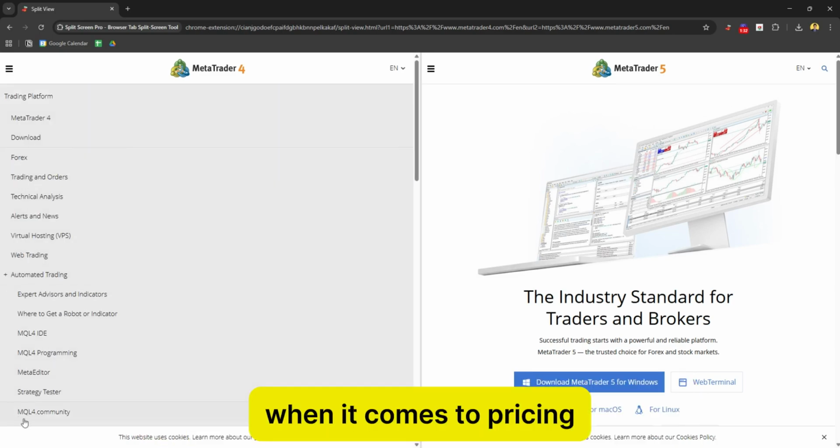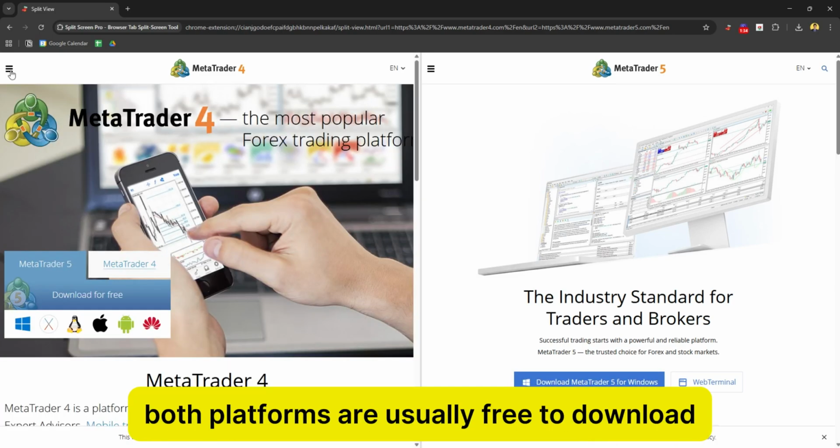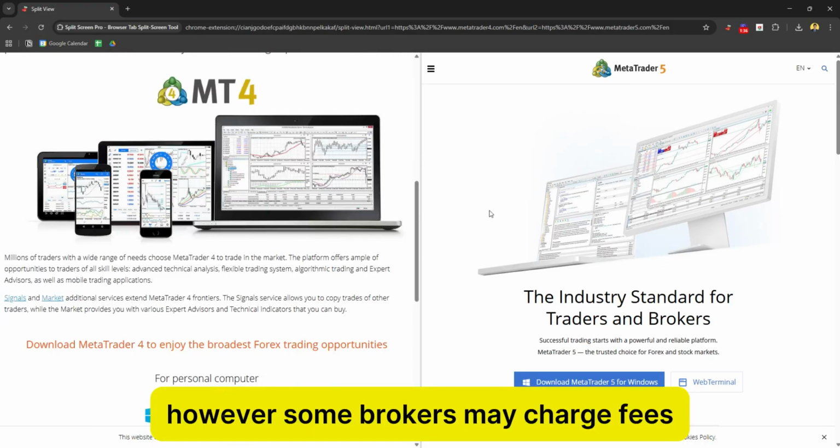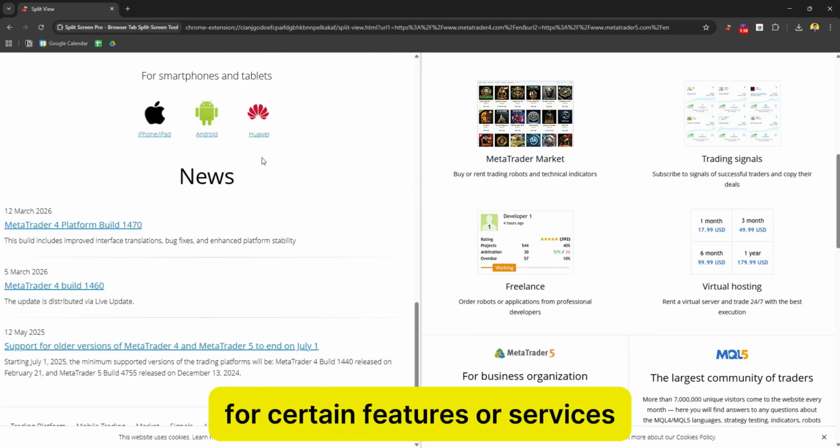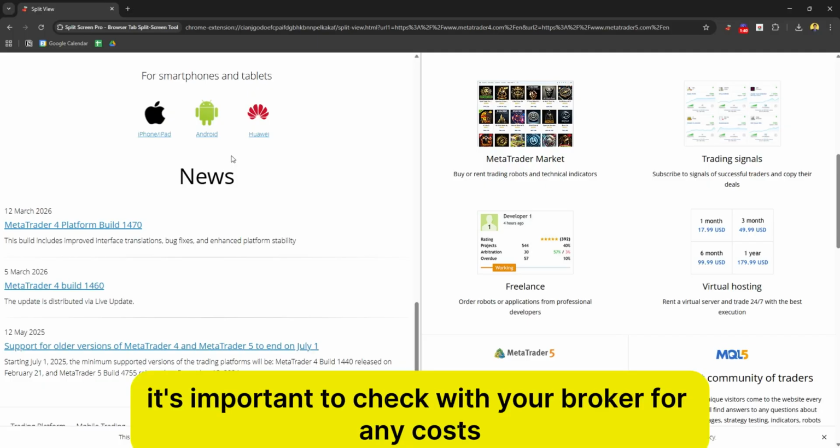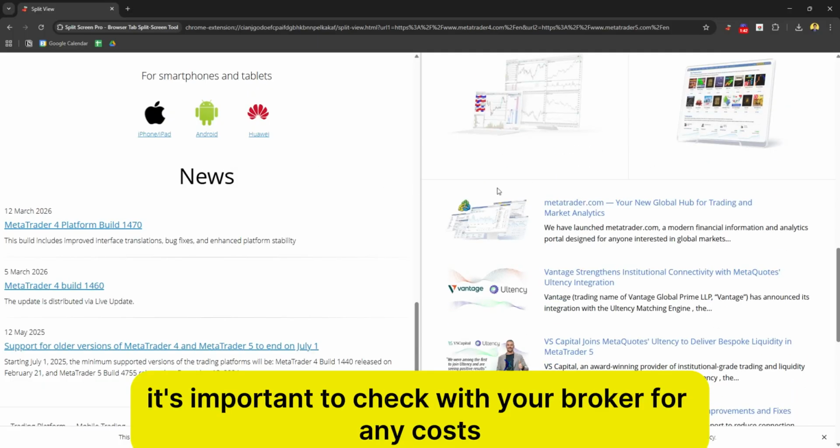When it comes to pricing, both platforms are usually free to download. However, some brokers may charge fees for certain features or services. It's important to check with your broker for any costs.